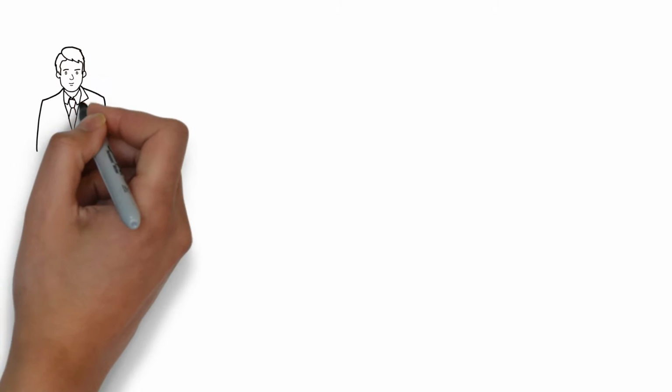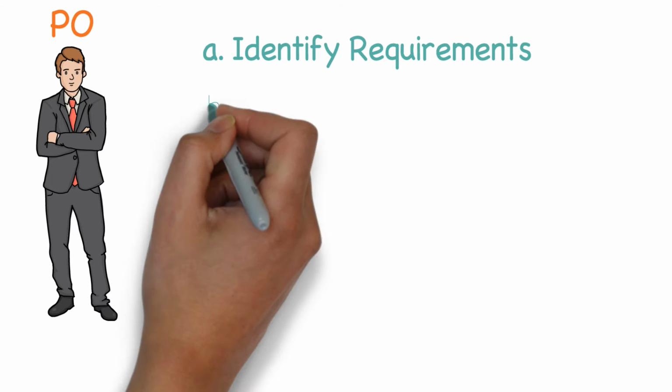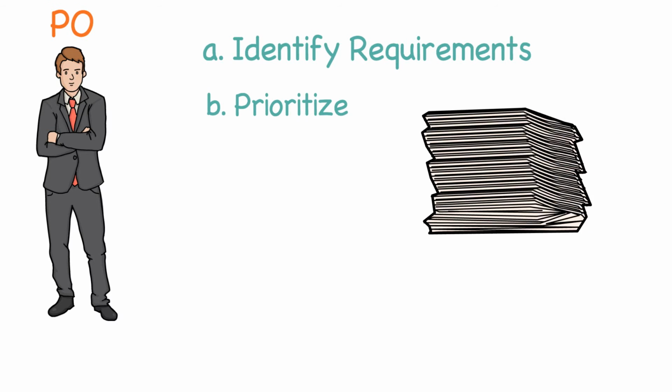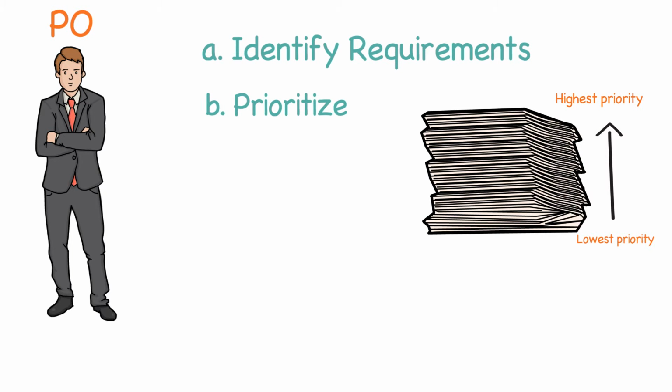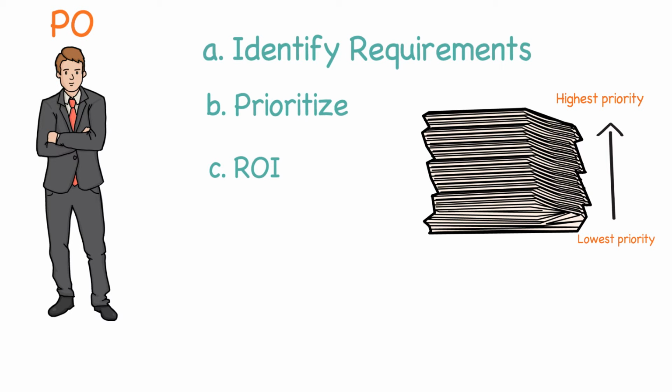The product owner's responsibility is to identify requirements, prioritize them such that the highest priority ones are at the top of the list and the least priority ones are at the bottom of the list. PO is the sole person responsible for the ROI.